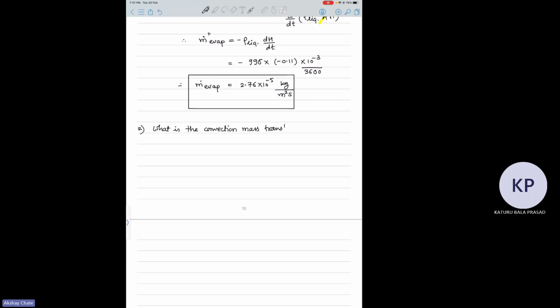So here they have just mentioned, what is the convection mass transfer coefficient. Typically in class, sir was using this h subscript m symbol for it, but nothing is mentioned, so this will be the average coefficient. You can't say it's local, it's average for the whole control volume, because otherwise there is no information.